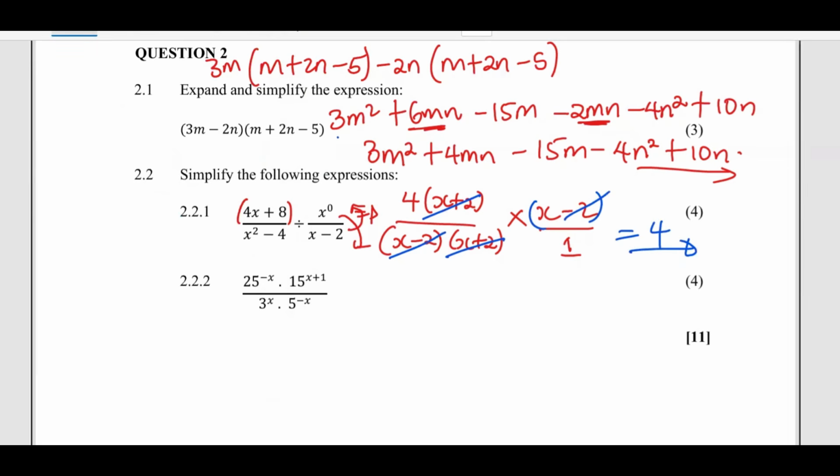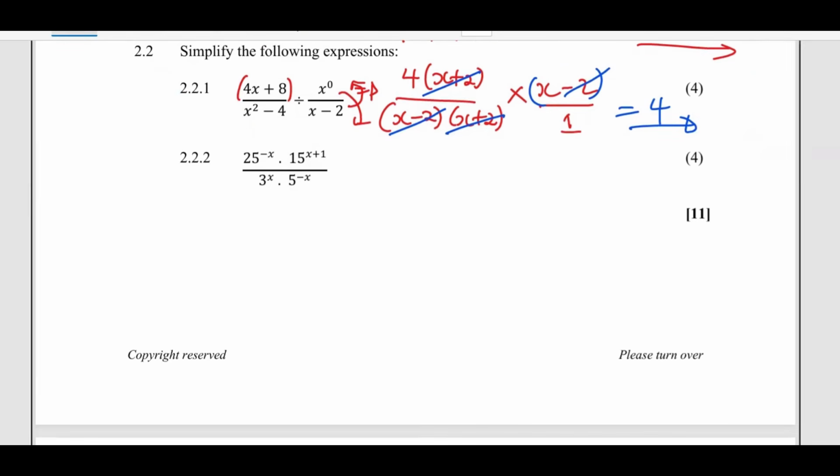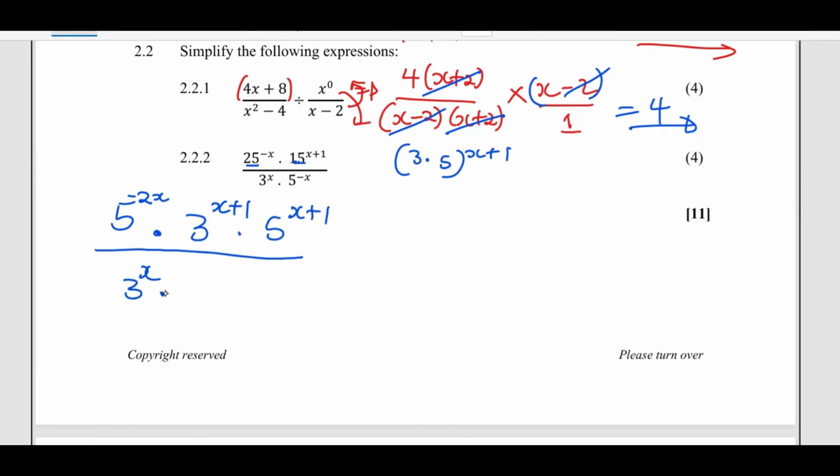Okay, and then 2.2.2, exponents. Remember the rule of exponents? Create similarity within the bases or break down the bases. Now we know that 25 can be written as 5 squared, but we have a negative x, so I'm going to say negative 2x. And then 15 can be written as 3 times 5, everything to the exponent of x plus 1. Then we distribute that. It's going to be 3 to the x plus 1, and then 5 to the x plus 1, over 3 to the x, times 5 to the negative x.